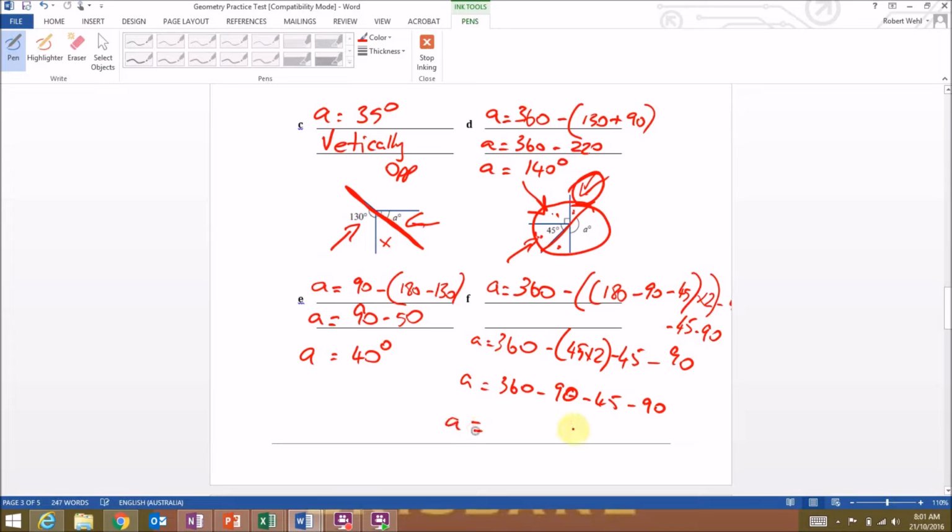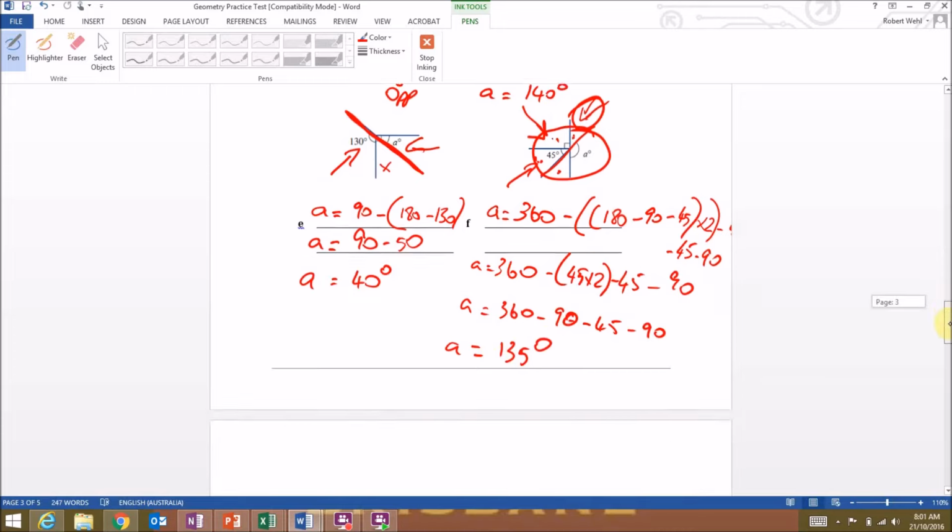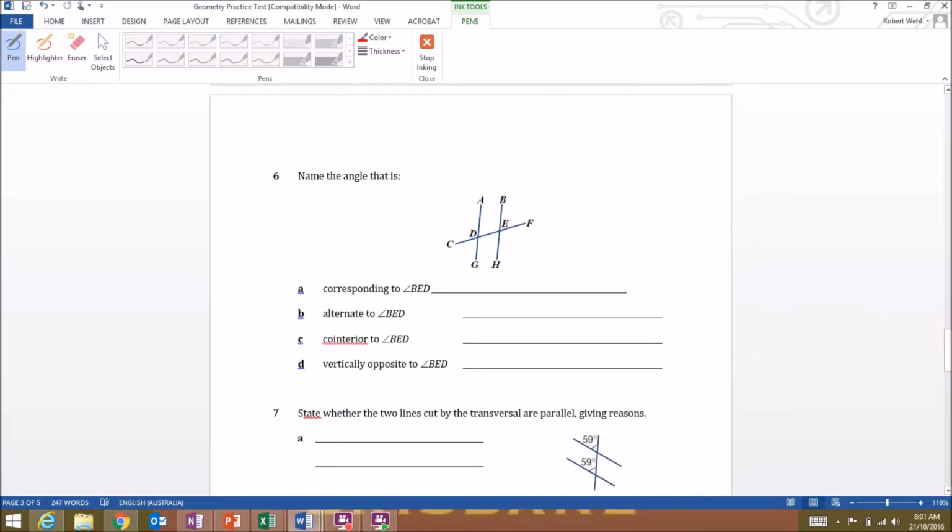Then I'm just going to write my answer here, which is 135 degrees. Okay, so that's for that one. Now these ones, you need to know your angles to do with parallel lines when they're cut by a transversal. So the angle that we're looking at is BED. So that is this angle here, right? BED, that one on the inside right there.